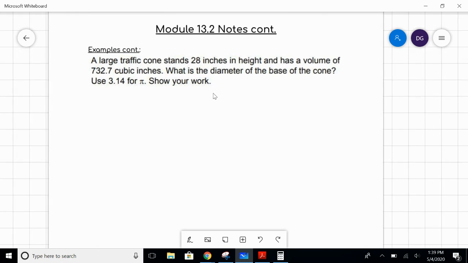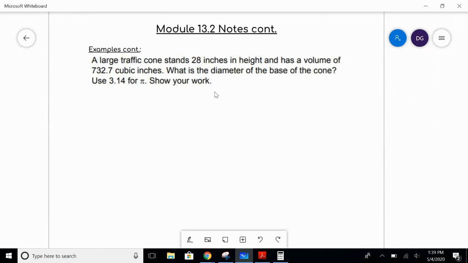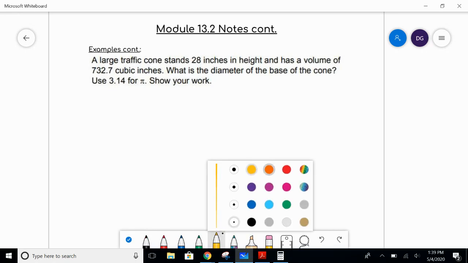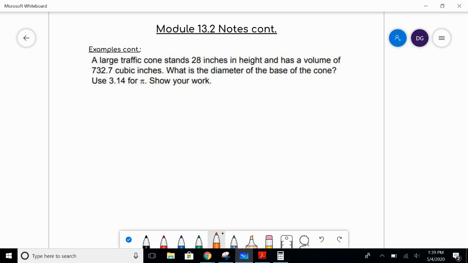So we have a large traffic cone, stands 28 inches in height. So what we can do is actually start drawing this. Traffic cones are orange, right? Let's see, do we have orange here? Yes, we do. So we've got the bottom, which is a circle, right? We're going to want to know that radius. And it's going to look something like that. Let's draw our height, and actually, let's do it in blue.